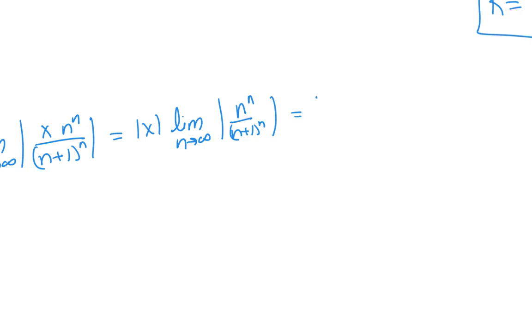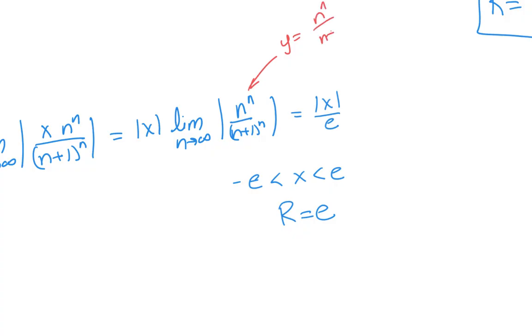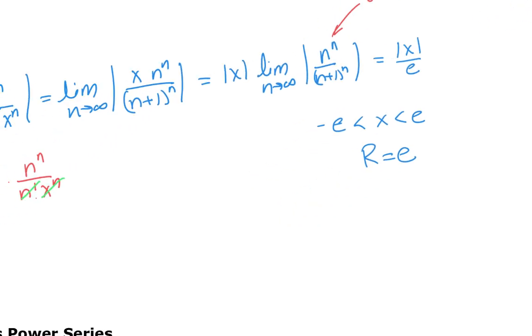So what you end up with is the absolute value of x over e. So negative e is less than x, which is less than e. So my radius of convergence is e. And again, we do that shenanigation. Y is equal to n over n plus 1 raised to the n. And then you do the natural log and all that stuff. I'm not going to go through it again. What I do know is at this point we have done this enough times that when we see this form, this limit as n goes to infinity of n over n plus 1 raised to the n is e raised to the negative 1. I'm not doing it anymore.